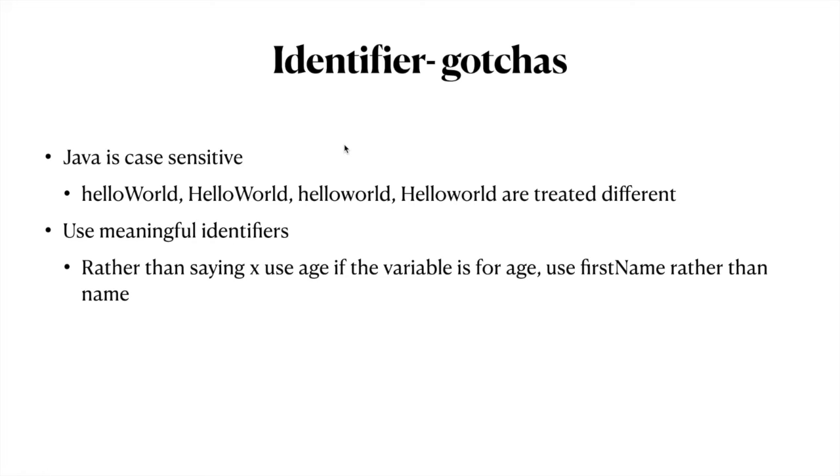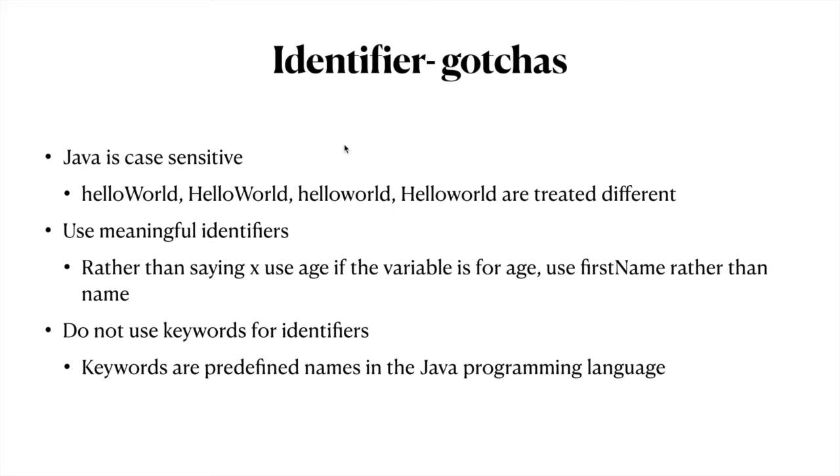So if we call the identifier age, it tells us that we are defining a variable for representing age. So if we define a variable as first name, it tells us that we are representing the identifier or variable for a first name. So to have meaningful names or identifiers is very advised.